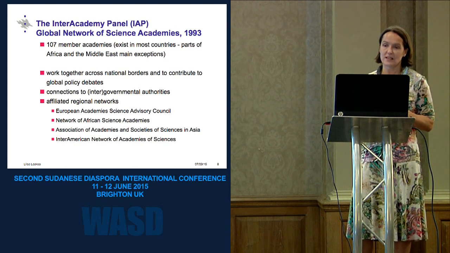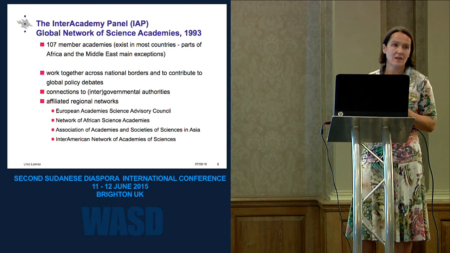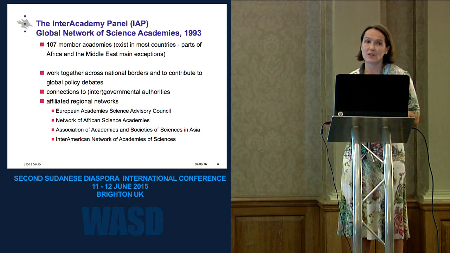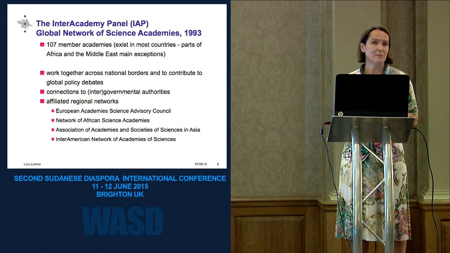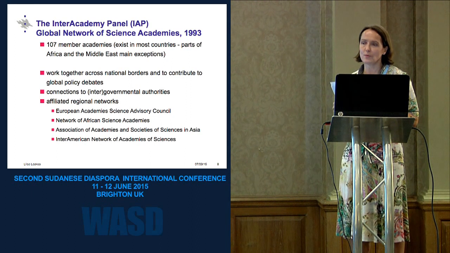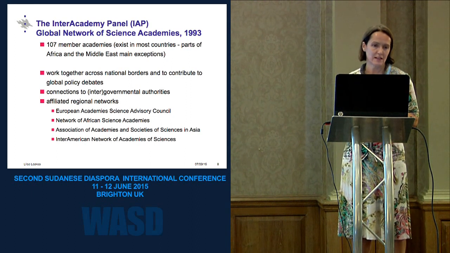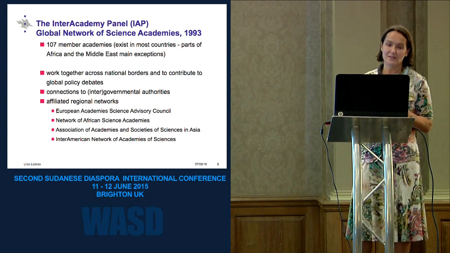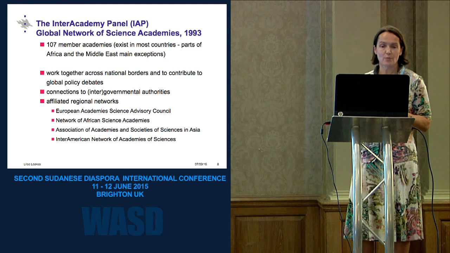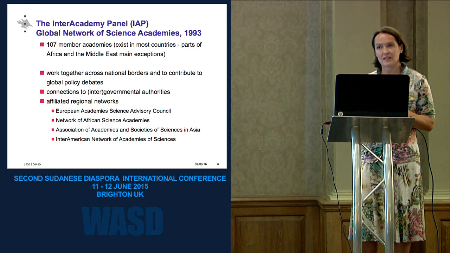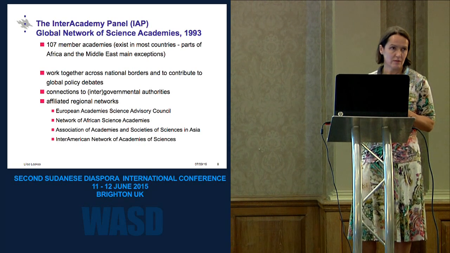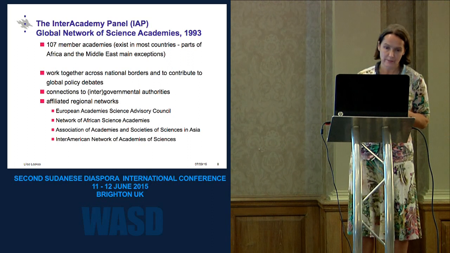It's a global network of science academies established in 1993. It involves altogether at the moment 107 member academies, which do exist in most countries, but there are parts of Africa and the Middle East mainly where these kind of national academies do not exist. Here again, for this network, the main purpose is to work together and to contribute to global policy debates. The Inter-Academy panel is providing recommendations, reports, policy advice, as well for the international organizations as for national governments.